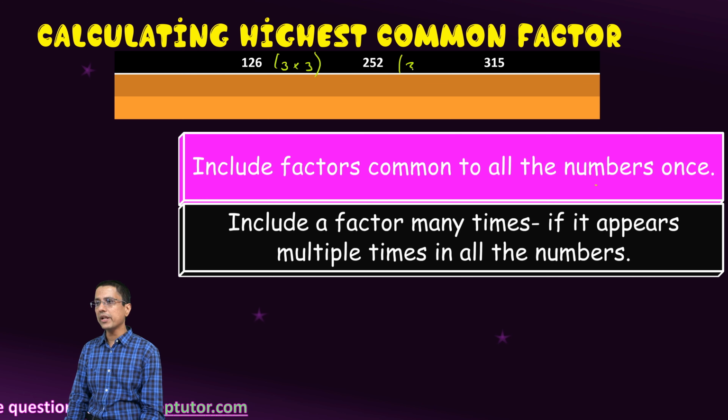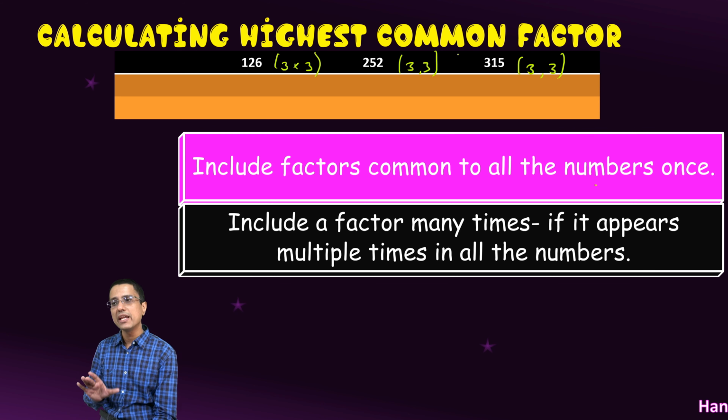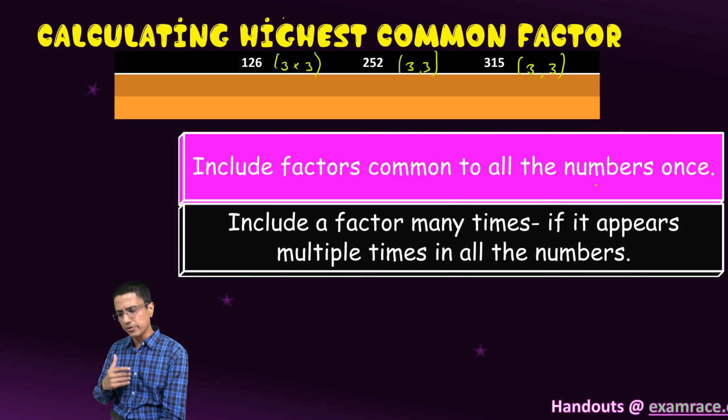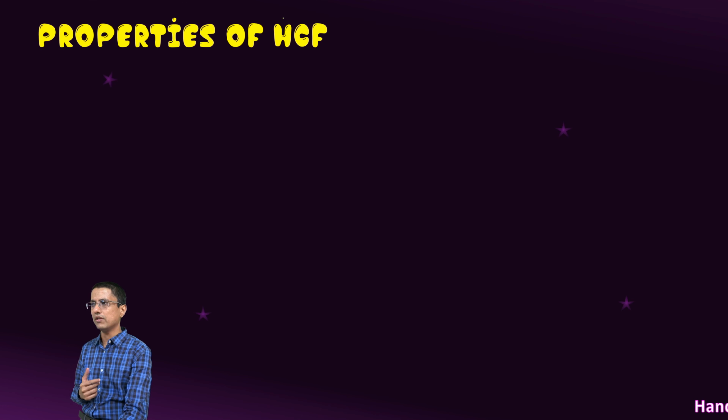Okay, so 3 was common 2 times, so we included it 2 times. It's not that we included 3 only once. If it's common 2 times, we include it 2 times, right? So very simple, not difficult at all.